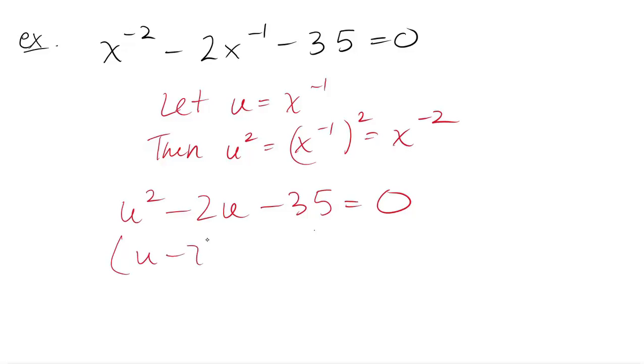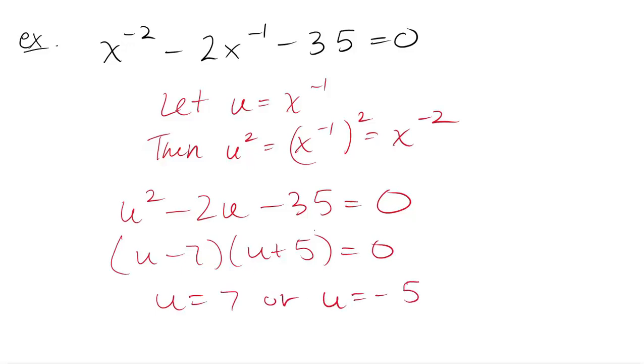This factors to u minus 7, u plus 5. And so we get 2 solutions for u. We get u equals 7 or u equals -5. And those are our answers, right? Nope, nope, nope. Those are not our answers.